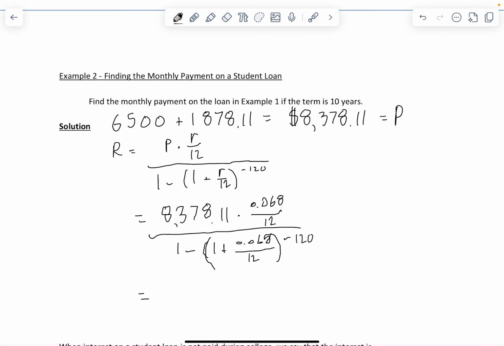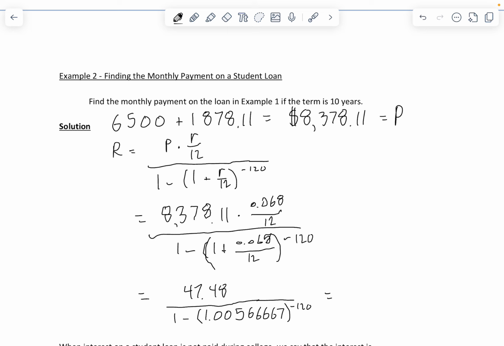If you work out just the numerator, the 8,378.11, if you multiply that by 0.068 and divide by 12, you should get 47.48. If we just work out what's inside of the parentheses right here, we should get about 1.005. About 0.66667, if you round that down a little bit. And that works out to be about $96.42.